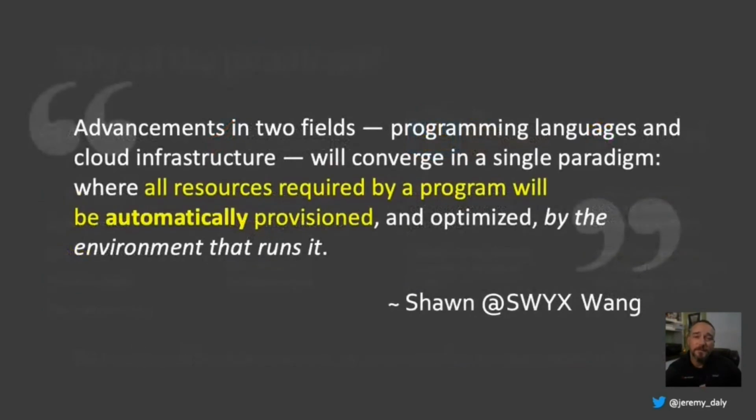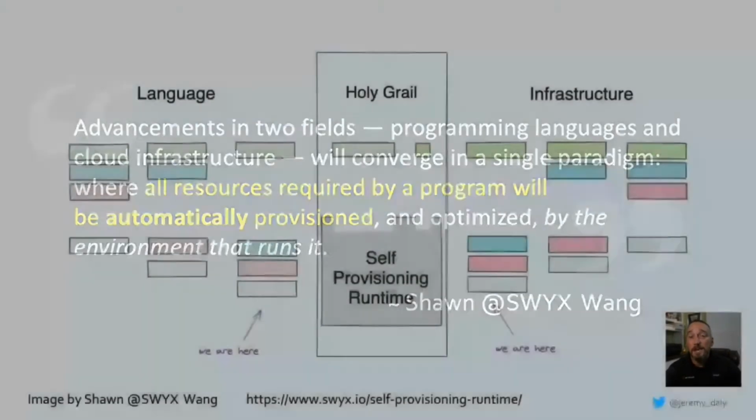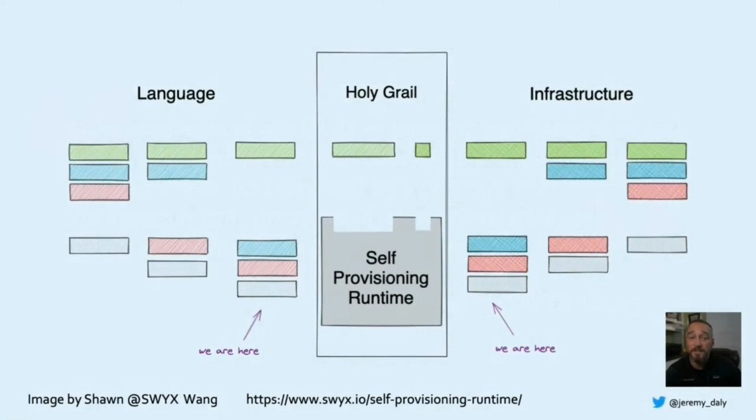Well, if you're familiar with Sean Wang, known as Swix on Twitter and everywhere else on the web, he wrote something very recently which was perfect timing, and it was basically quoted saying, advancements in two fields, programming languages and cloud infrastructure, will converge into a single paradigm where all resources required by a program will be automatically provisioned and optimized by the environment that runs it. And he calls this a self-provisioning runtime. And there's the link to the blog post that he wrote.